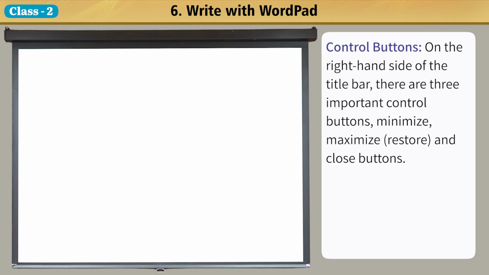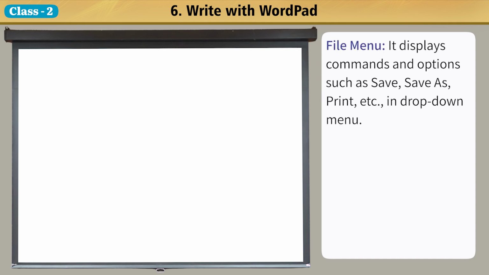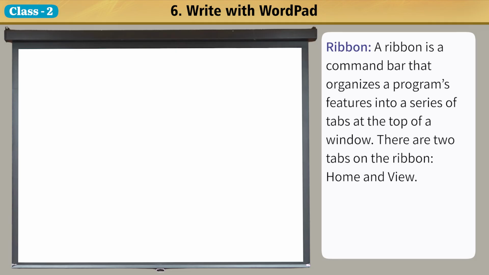Control buttons. On the right-hand side of the title bar, there are three important control buttons: minimize, maximize or restore, and close buttons. File menu. It displays commands and options such as save, save as, print, etc. in a drop-down menu. Ribbon. A ribbon is a command bar that organizes a program's features into a series of tabs at the top of a window. There are two tabs on the ribbon, Home and View.